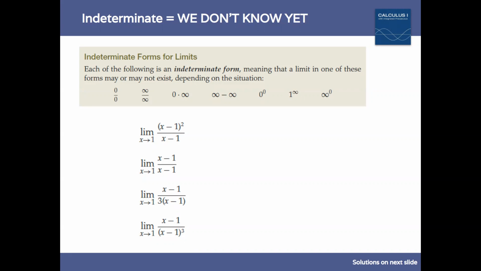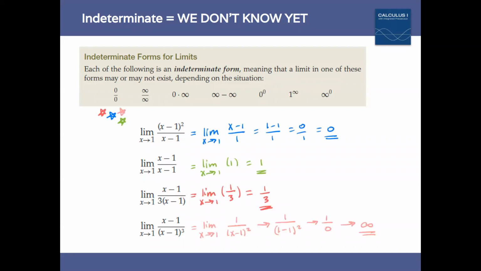All right, what form are all these limits? Okay, do you want to see the answer? They're all 0 over 0. Do you agree with that? They're all 0 over 0. But each of them has a different answer.